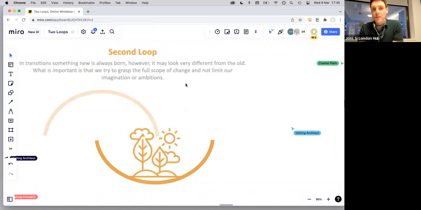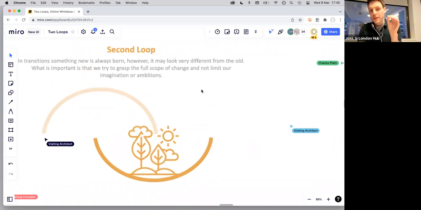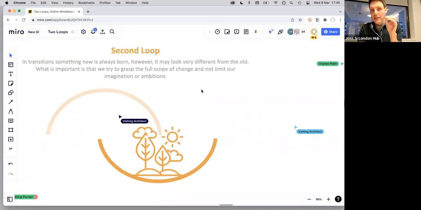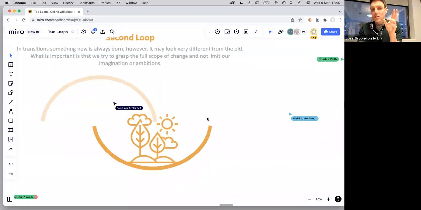In transition, something new is always born, right? The old system is dying, it's falling to pieces, but something new is always born. However, it may look very different from the old. What is important is that we try to grasp the full scope of the change and not limit our imagination. So this is a new paradigm. It's a new way of doing things that may look very different from the old one. And that's why it's discontinuous. If it just looked like a bigger, better, faster version of the existing one, it wouldn't be a transition process.